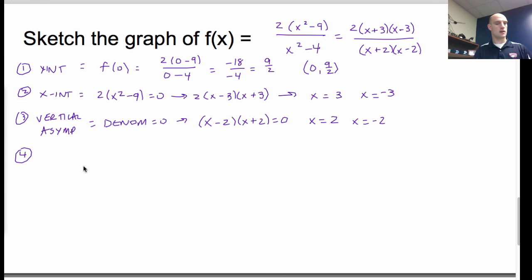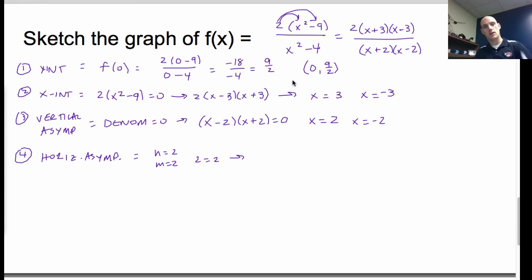Number 4, horizontal asymptotes. And this is where my comparison comes in. So on top I've got 2, on bottom I've got 2, so 2 is equal to 2, so that means I'm going to make a fraction out of the lead coefficient. So up here, if I was going to distribute this in to find out what that lead coefficient would be, it would be 2, because it would be 2x squared minus 18, and then on bottom it would be 1, so I've got 2 over 1, so y equals 2.